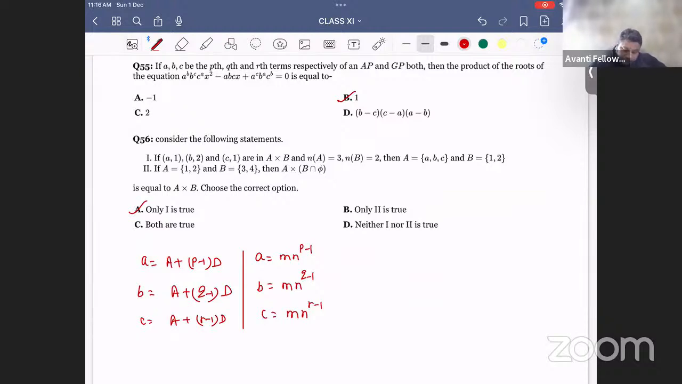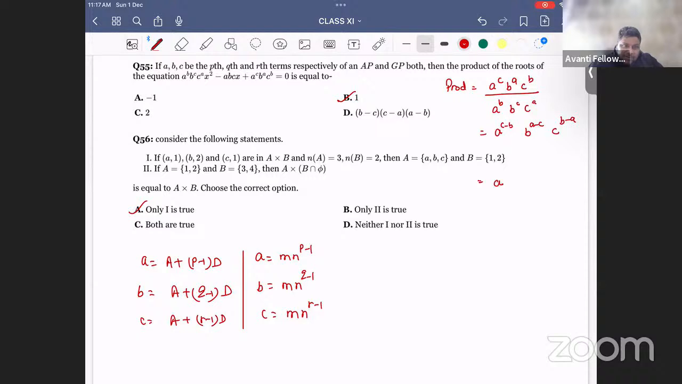Now, in the equation, product of roots they are asking. So what is product of roots? That is a to the power c, b to the power a, c to the power b upon a to the power b, b to the power c, c to the power a. That is what? a to the power c minus b, b to the power a minus c, c to the power b minus a. Correct?